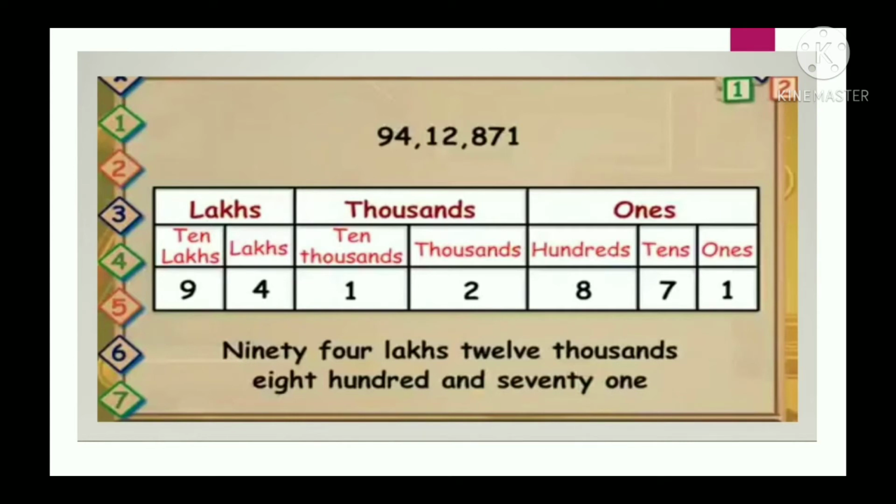Students, you have to just keep in mind that tens and ones will always be written together. As we can see in lakhs also, we have written 94 lakhs together, meaning 9 and 4 we have written together as 94, and in the thousands period we have written 1 and 2 together as 12,000. Similarly in the ones period we have written 7 and 1 together as 71.